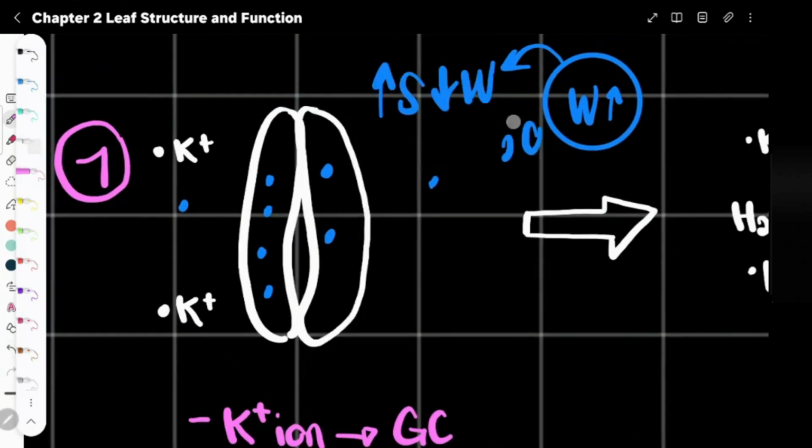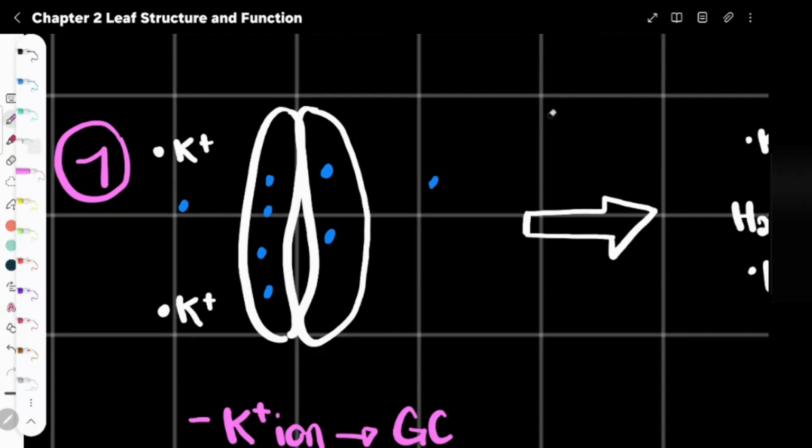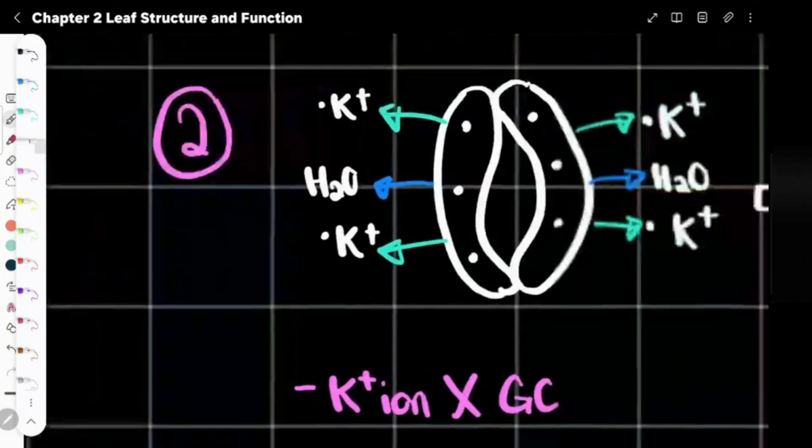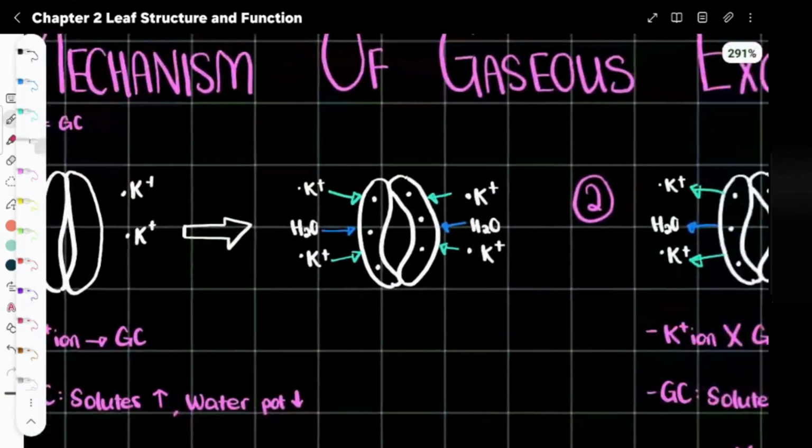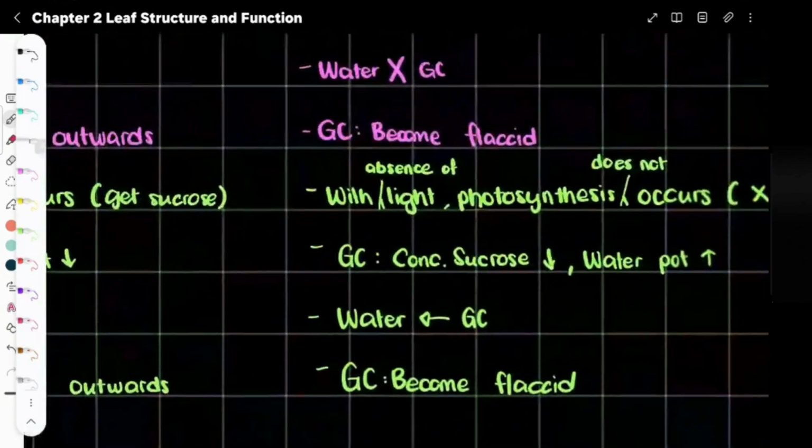The guard cell has low solute potential. That's all you need to remember. And then from there you can use common sense. The outside will have a lot of K plus ions, potassium ions, so that's why they will enter, and so on. That means the reverse can happen as well, for it to become lower.